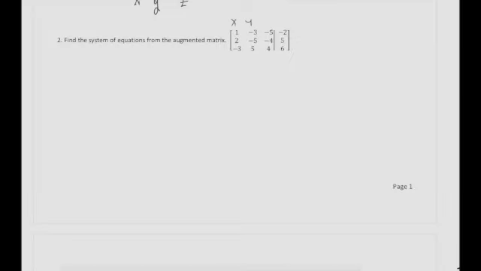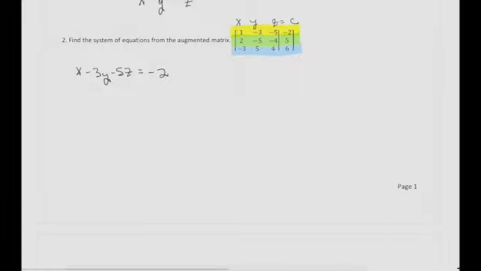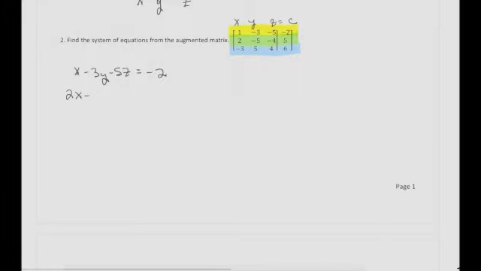Remember, these are the x's, these are the y's, these are the z's, equals, and then those are constants. And each row is an equation, okay? So it will be 1x minus 3y minus 5z equals -2. Next, 2x minus 5y minus 4z equals 5. And lastly, -3x plus 5y plus 4z equals 6. And there's the system of equations that's represented here.